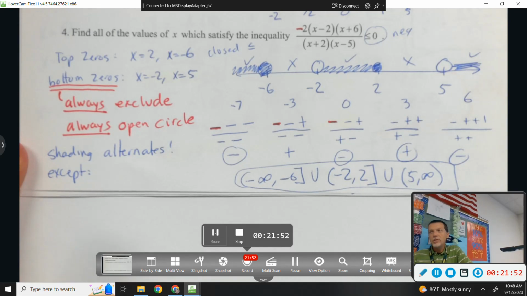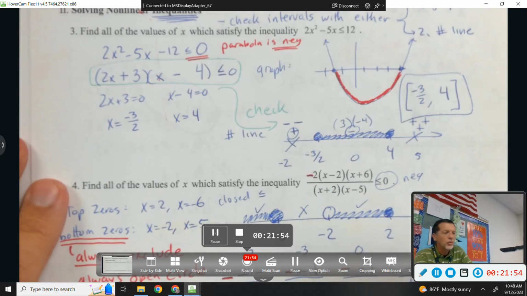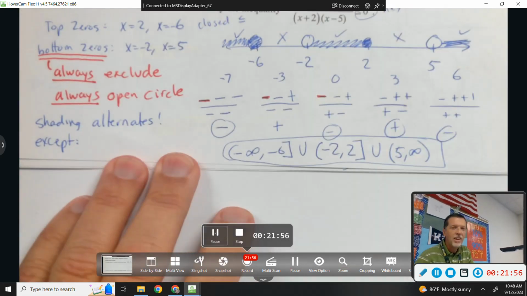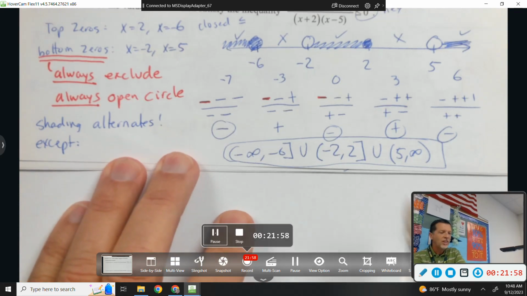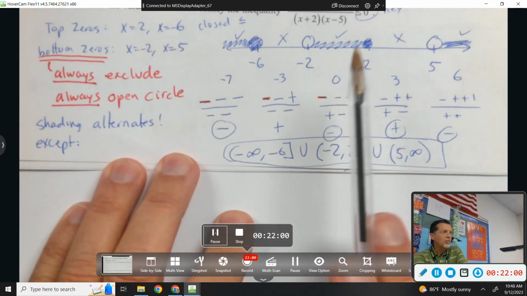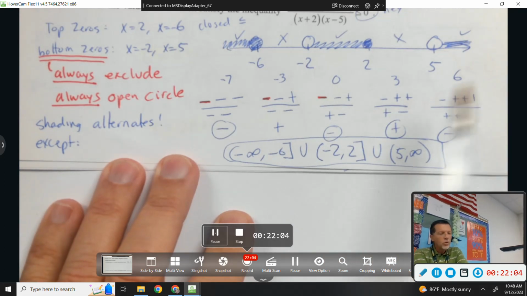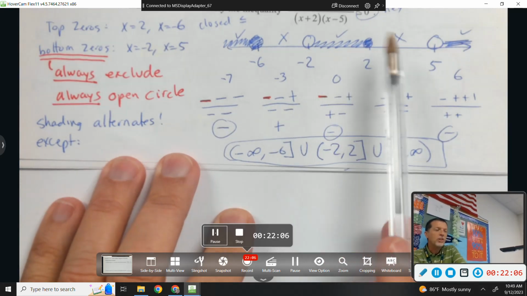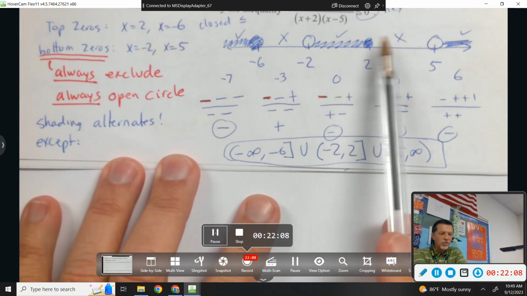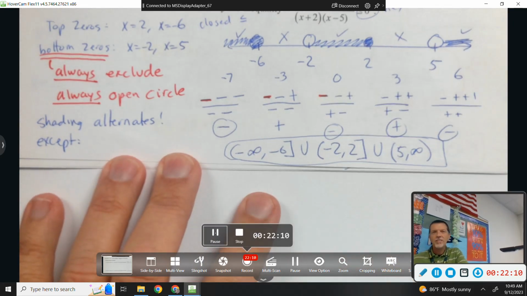You can use the alternating rule, which means you don't have to check everything. If you're really confident that it alternates, you check one interval and alternate off of that one. If you're not quite sure, and this is what most people do, they'll check like 2 intervals, make sure they get the alternating rule, and then they'll just alternate after that, rather than checking 5 intervals.